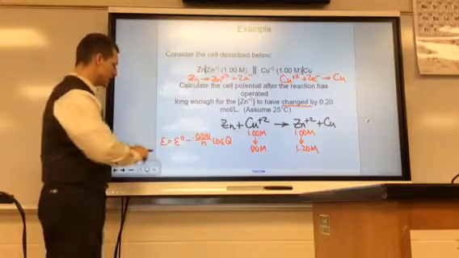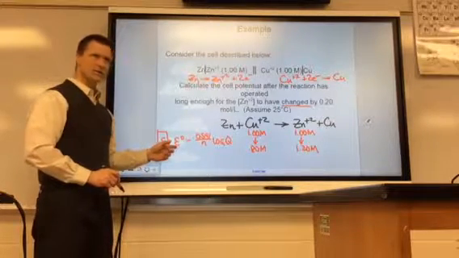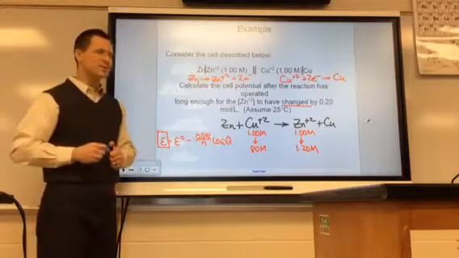What about this term? We're trying to find the cell potential. Find this thing right here. But that means we need that. How do we get that? You need to use your table. Right. Would you go ahead and grab your table?